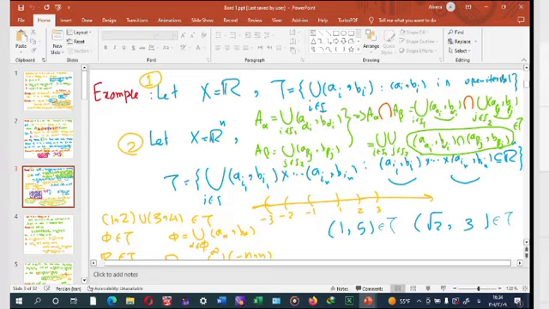If we consider X equal to the real numbers, and tau equal to the set of all unions of open intervals a_i, b_i, where each is an open interval, such as (1, 2), (3, 5), and other open intervals, then this tau is a topology.